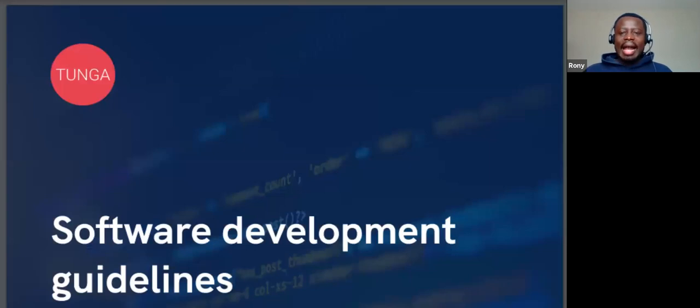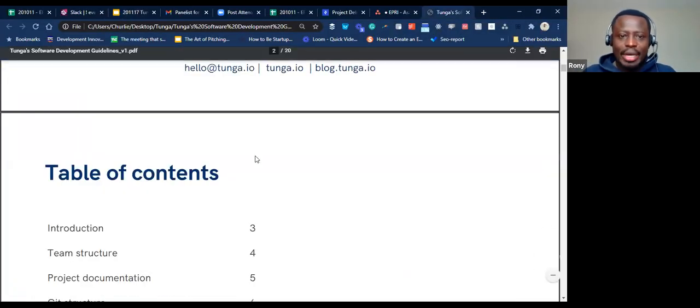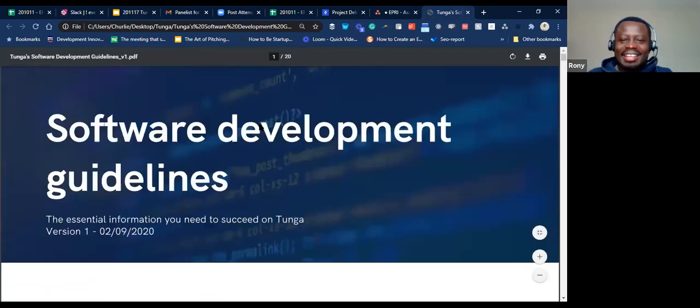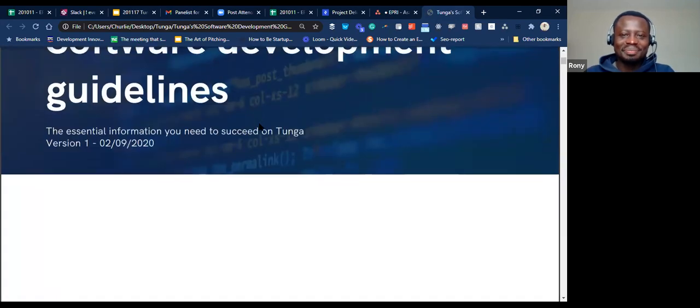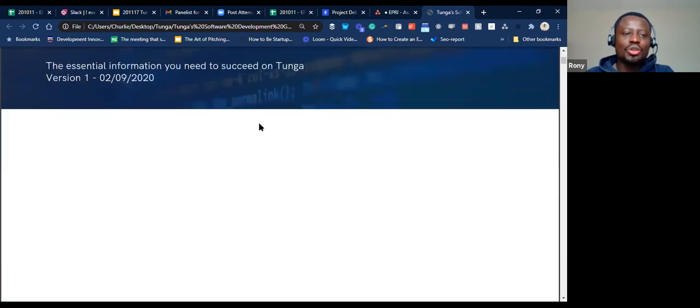Okay. I'm going to show you a little bit about, are you able to see my screen? Roger, are you able to see my screen? Yeah, yeah.